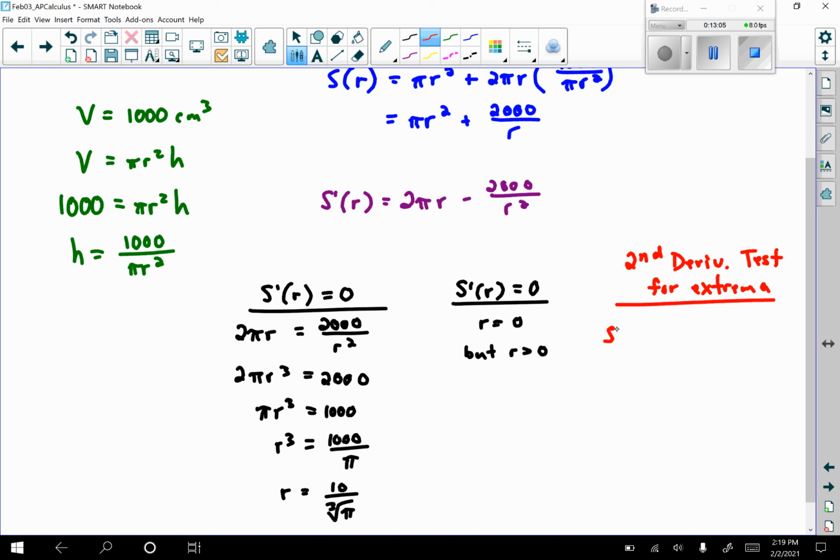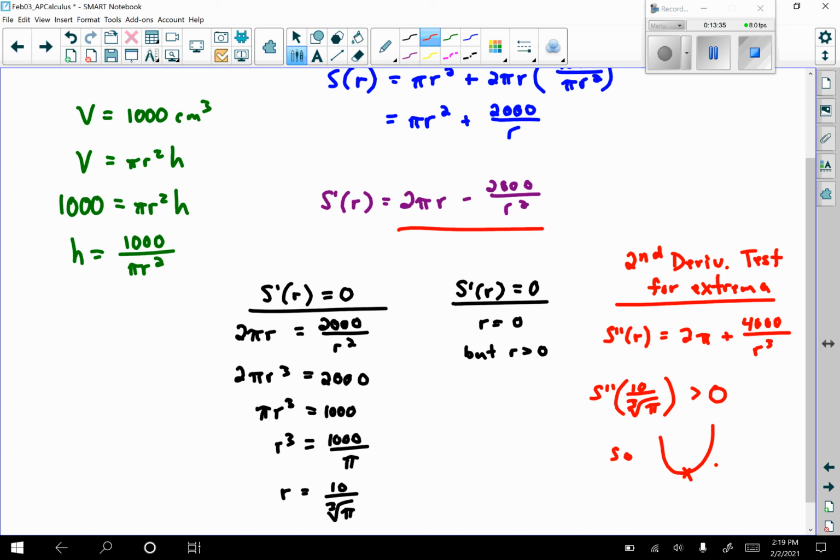All right, so S double prime of r is just going to become 2 pi. And again, if this is minus 2,000 times r to the negative second, we're going to get a positive 4,000 over r cubed. So now we would say S double prime of 10 over the cube root of pi. That should still all be positive. So our function is concave up, and we would have a relative min at r equals 10 over the cube root of pi.